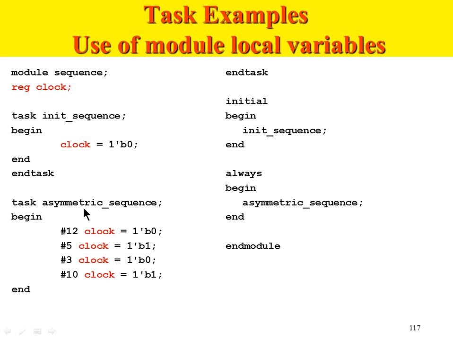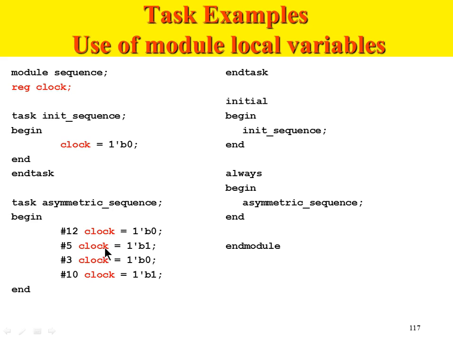There is a task called asymmetric_sequence. Again, for this task and the first init_sequence task, there are 0 inputs and 0 outputs. The clock, which is a register declared at module level, is directly manipulated inside the task. Task asymmetric_sequence, begin. #12 clock equals 0. #5 clock equals 1. #5... so after 12 time units, clock equals 0.